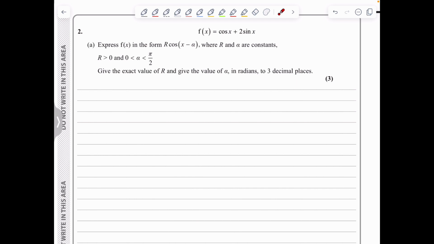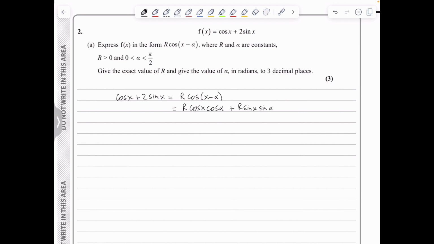In question 2a, we need to express cos x plus 2 sin x in the form r cos(x minus alpha), where r is a positive constant and alpha is in radians between 0 and pi over 2. We need to give the exact value of r and the value of alpha in radians to 3 decimal places. So we've got cos x plus 2 sin x is r cos(x minus alpha). The first thing to do is expand the right hand side using the compound formula for cos(a minus b). So this is r cos x cos alpha plus r sin x sin alpha.